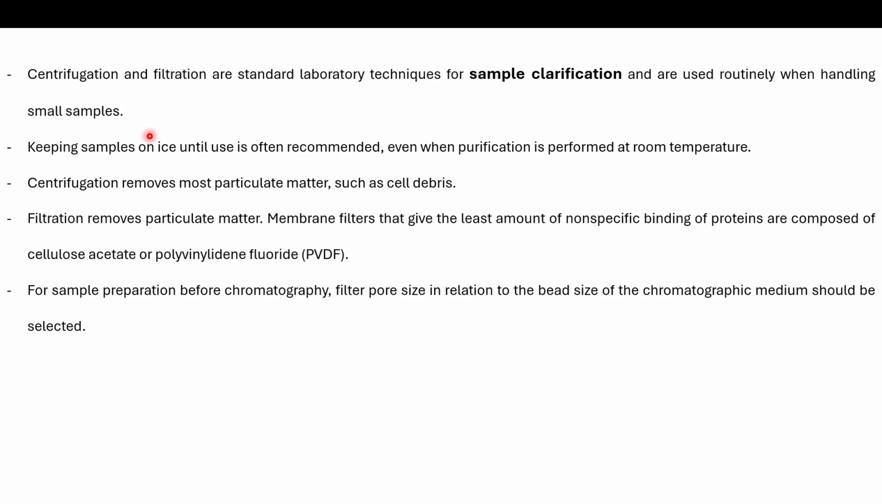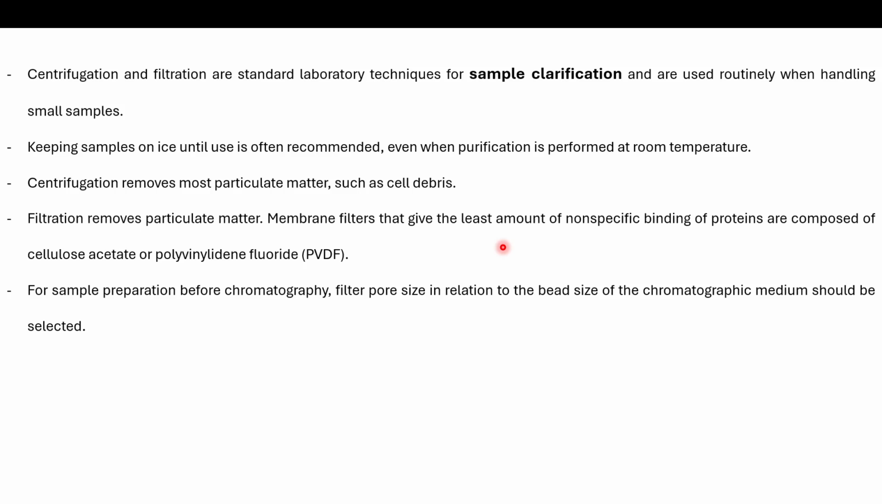Also, one needs to be very careful about keeping the samples on ice until use, which is often recommended even when purification is performed at room temperature. So centrifugation removes most of the particulate matter like cell debris, as I was talking about earlier. Filtration also helps remove particulate matter, and membrane filters give the least amount of non-specific binding of proteins. Also, when you are filtering, one should be very careful of the type of filter membrane that is being used.